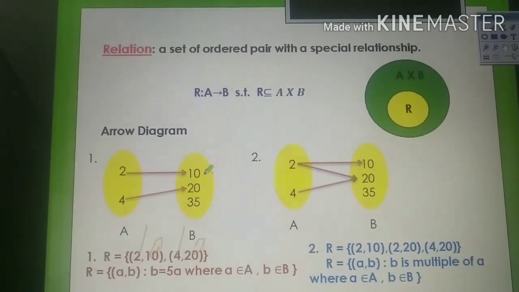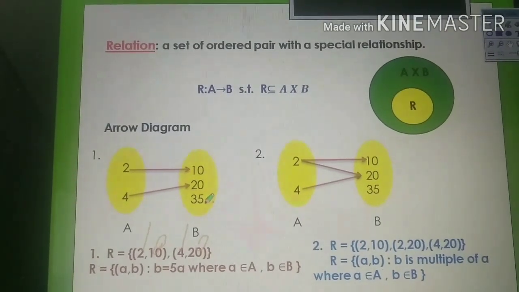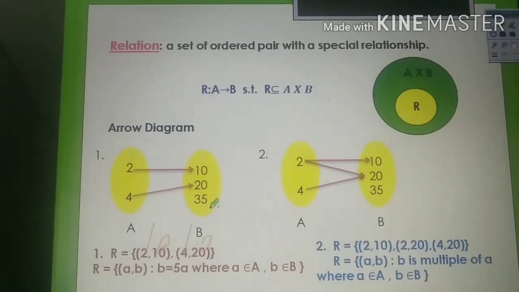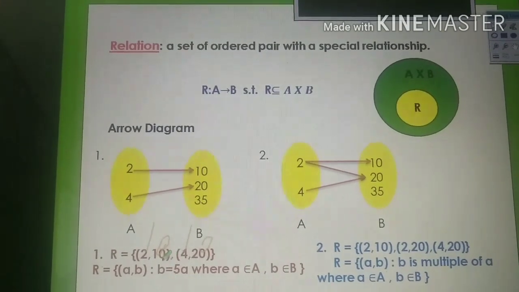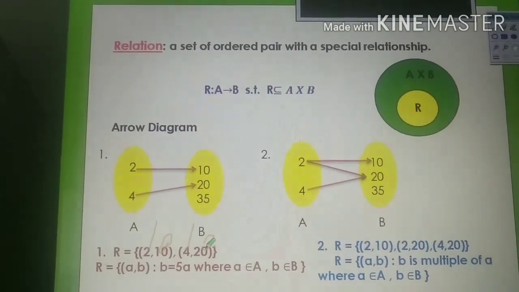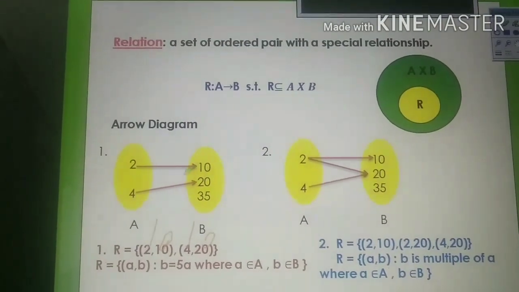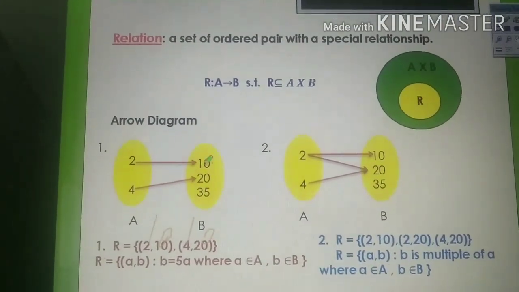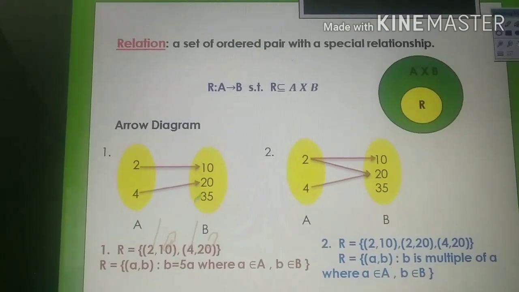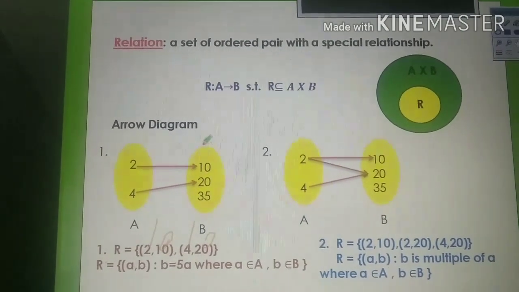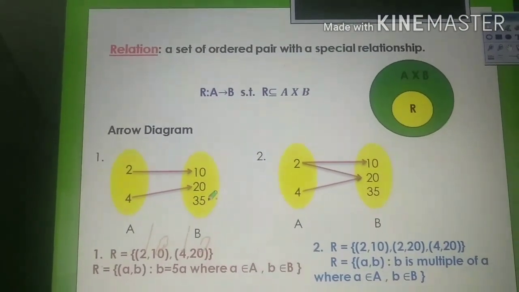But you can see that here 35 has no relationship with 2 and 4. So the range consists of 10 and 20, those elements which have some relationship. And this whole set B is called the codomain of R.